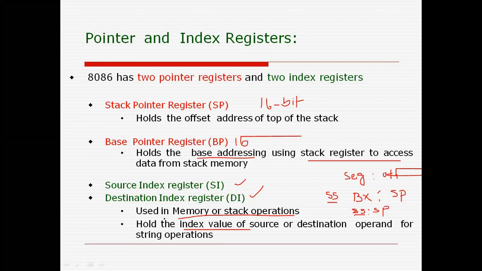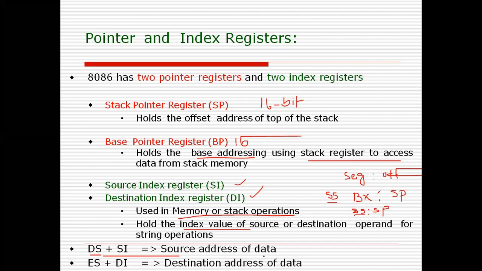So here you can see DS plus SI. What is DS? Data segment. What is SI? Source index register. The contents of these two refer to the source address of the data. Similarly, the extra segment ES plus DI refers to the destination address.